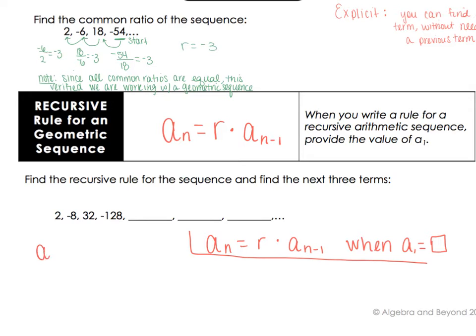So there's two things that we need to find. We need to find a sub 1, and we also need to find r. So a sub 1 is generally going to be your easiest thing to find. It's just your first term. You look at your list of numbers, find your first term. Ours is 2.